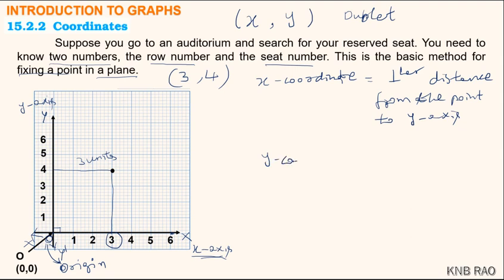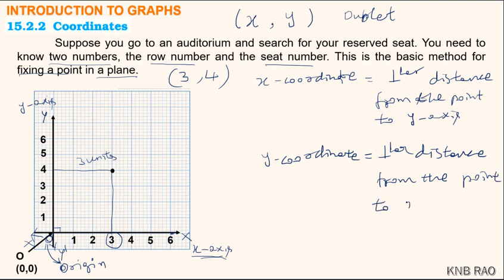y coordinate is the perpendicular distance from the point to x axis. So the y coordinate, this number we could see as a perpendicular distance from the point to x axis. So you need to remember that.